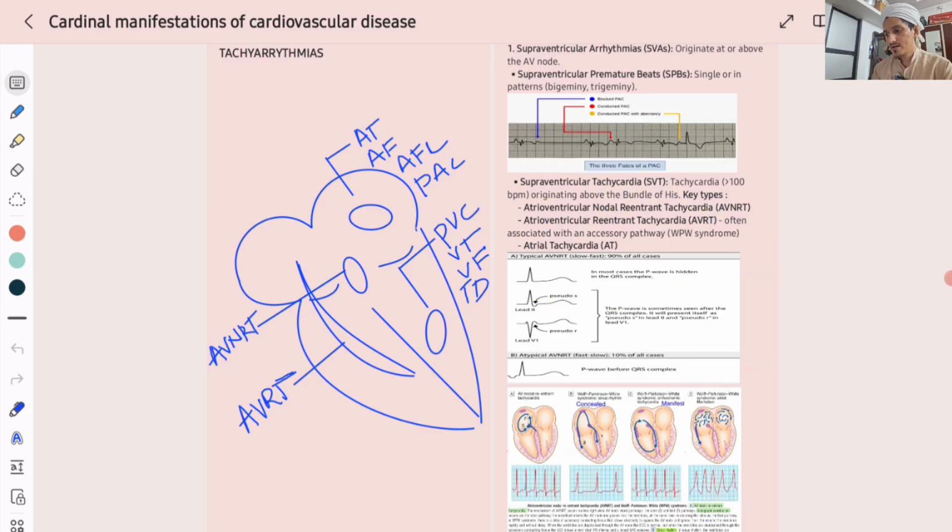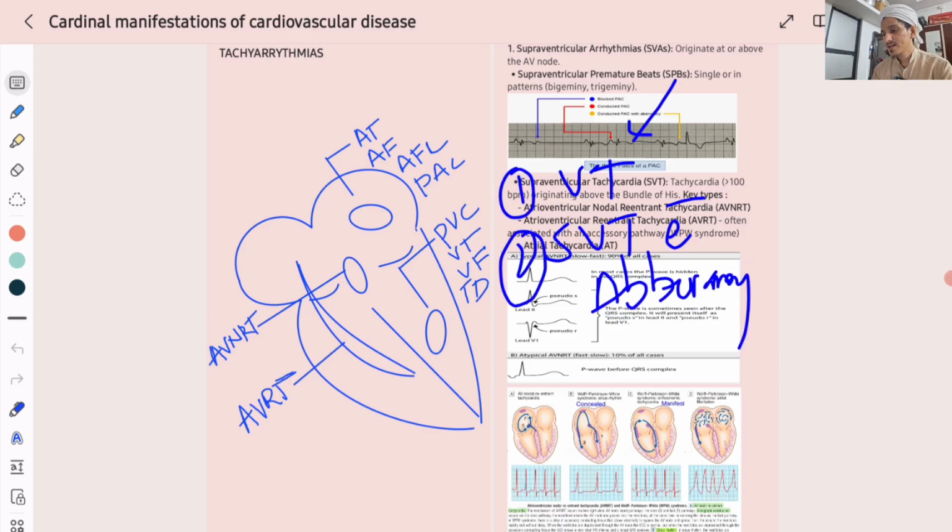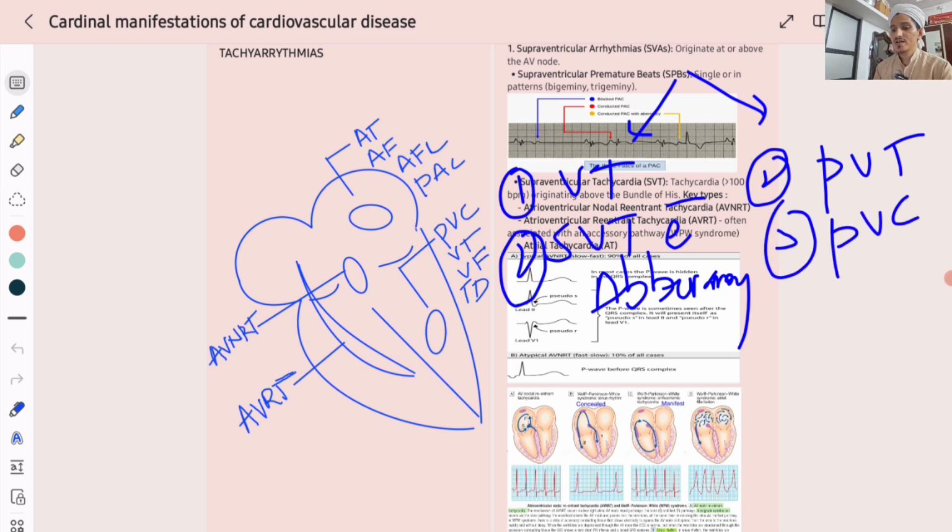And wide complex tachycardia, in regular you have monomorphic VT and SVT with aberrancy. If it is irregular, then it is polymorphic ventricular tachycardia, or it can be premature ventricular contraction. That's all.